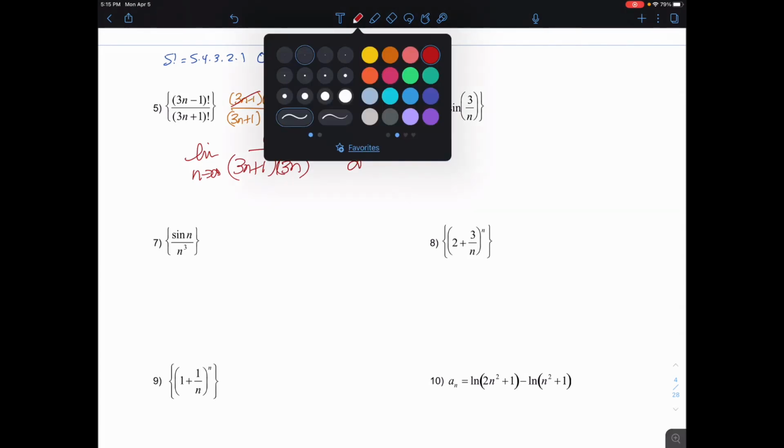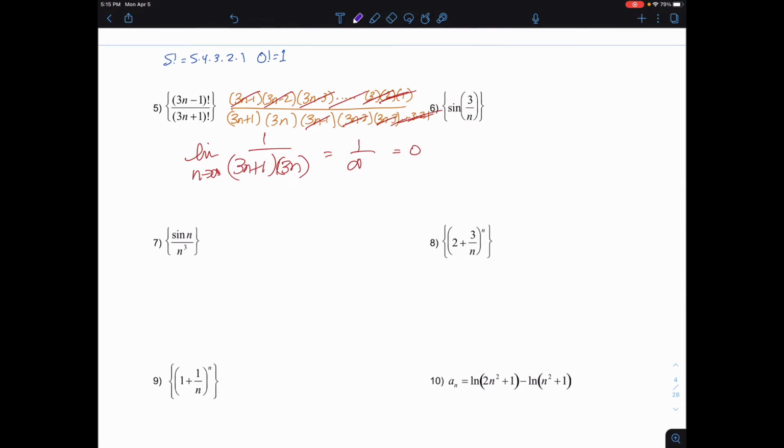Let's look at sine of 3/n. So this is the limit as n goes to infinity of the sine of 3 over infinity. Remember, you're just plugging the infinity in for the n. 3 over infinity is 0, so this is the sine of 0. Well, the sine of 0 is equal to 0, so it converges to 0.